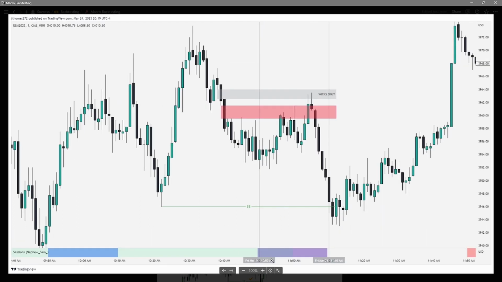Another example, this is the 10:50 to 11:10 macro. So we have buy side taken, which above this high is buy side right here. So now we're looking for sell side. So that's 1 right here, and there's 2 down here. 10:50 starts. We have an unfilled fair value gap here and here.